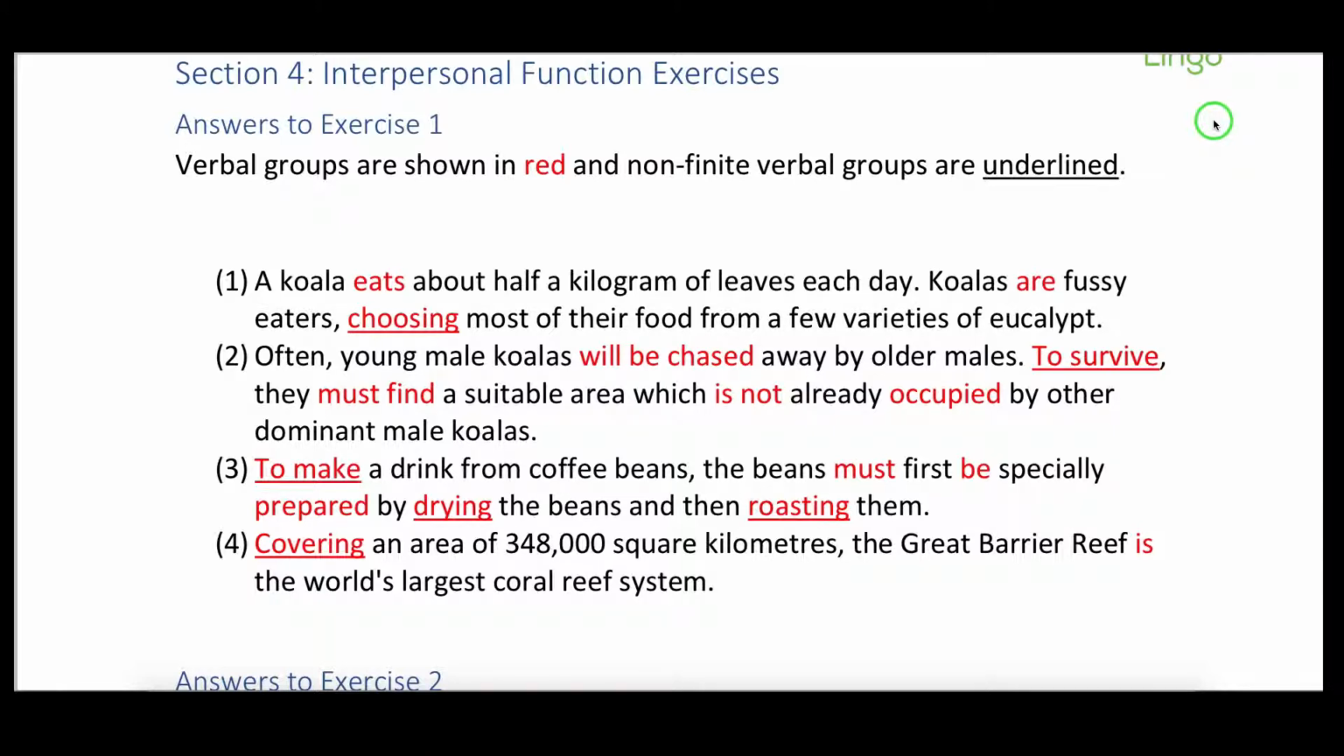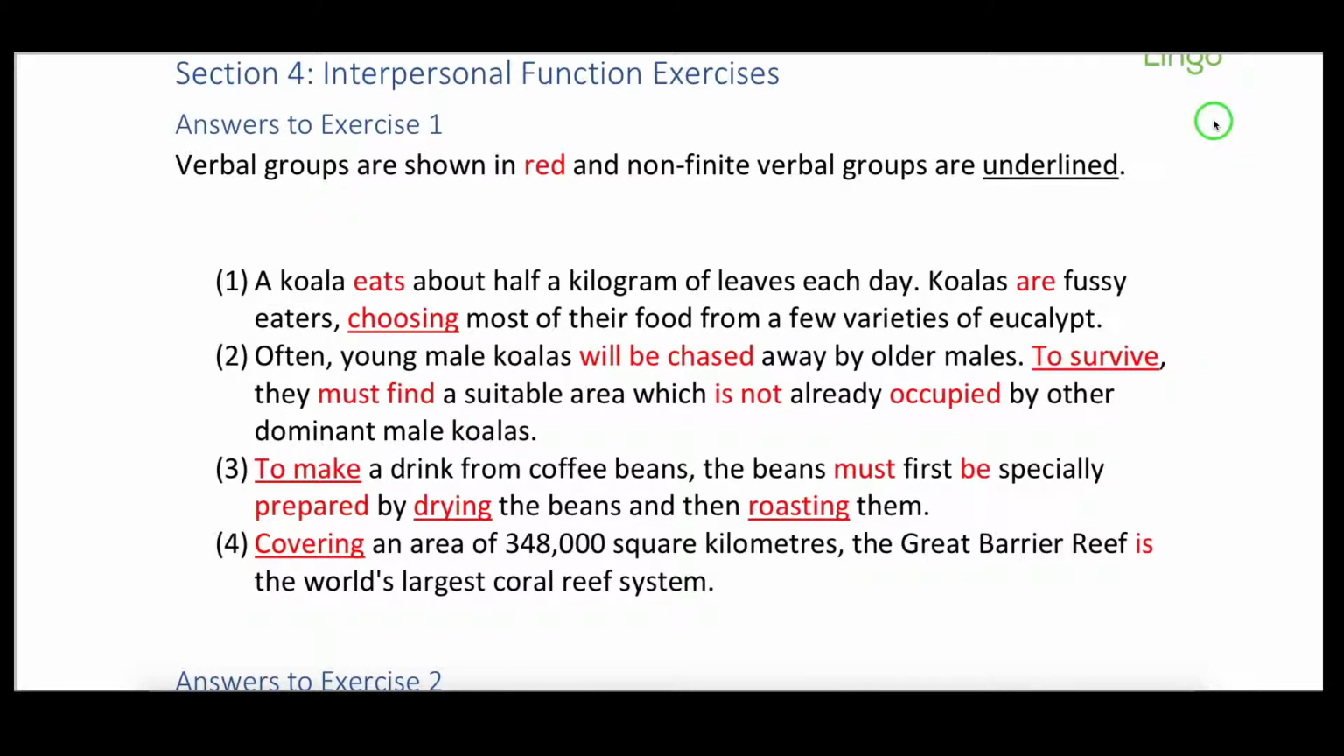In the next sentence, there are actually two clauses and two verbal groups. The first one is koalas are fussy eaters. And again, are is finite. But the next clause, choosing most of their food, is non-finite. Now, why is choosing non-finite? Because it is the ing form of a verb. And if you remember from the videos, ing, ed, and infinitive with to are all non-finite forms. They don't have a tense. In other words, you can't say koalas choosing most of their food. It doesn't make sense because the verbal group choosing doesn't match with the subject koalas, and also it doesn't tell you tense.